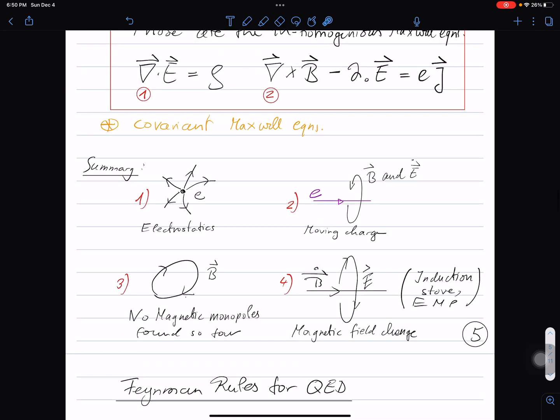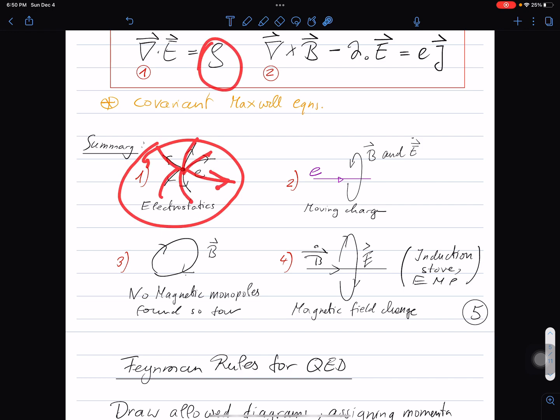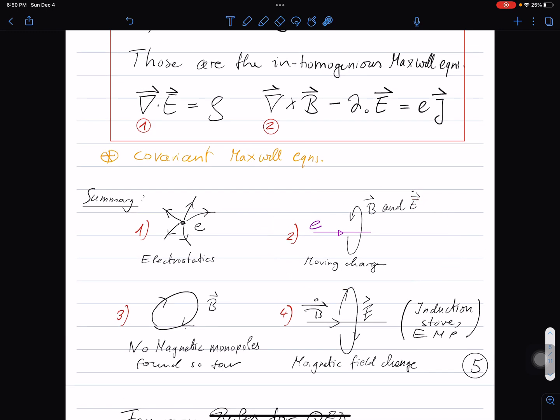If we look again at the physics that is implied by that, the first equation means that electric charges give us divergent field lines coming from them. This is known from electrostatics. The second equation is also important in electrodynamics, where we have moving charges that induce a change of electric fields, but also induce a rotation in the magnetic fields around them.